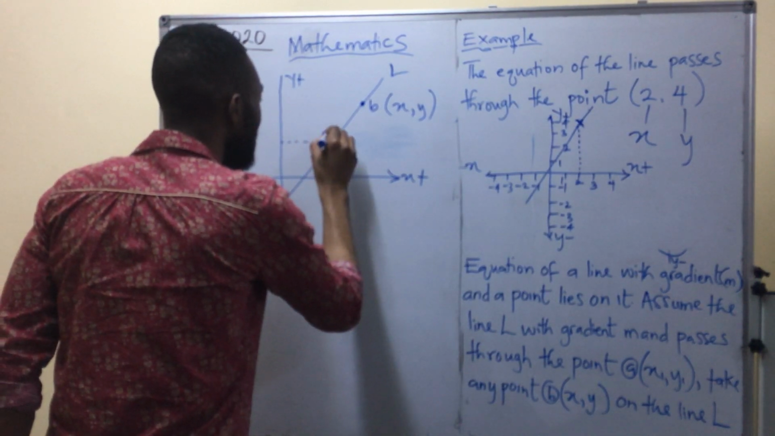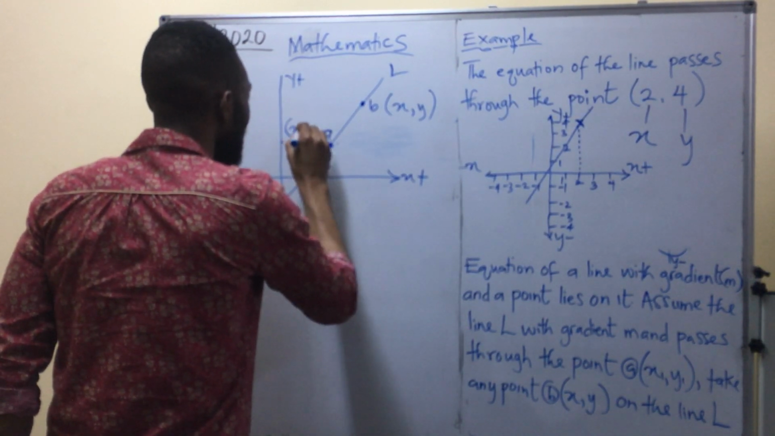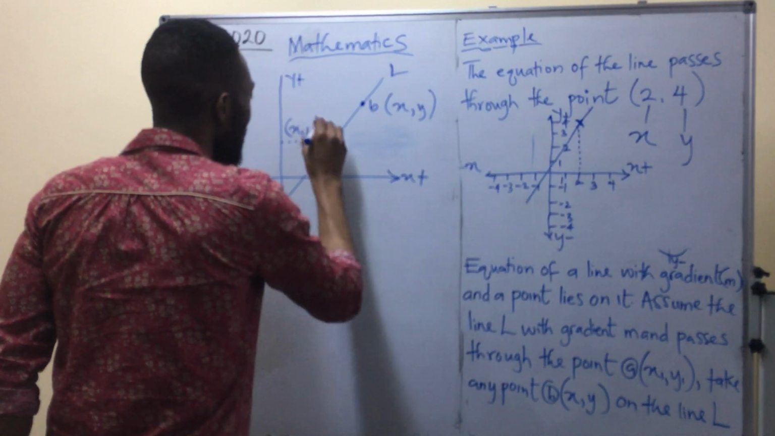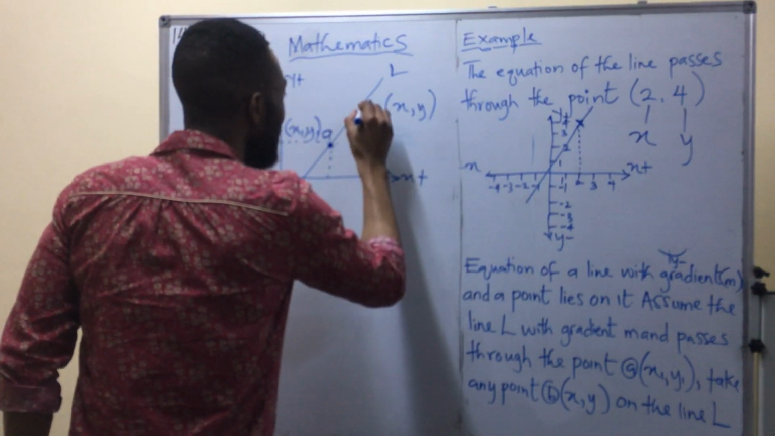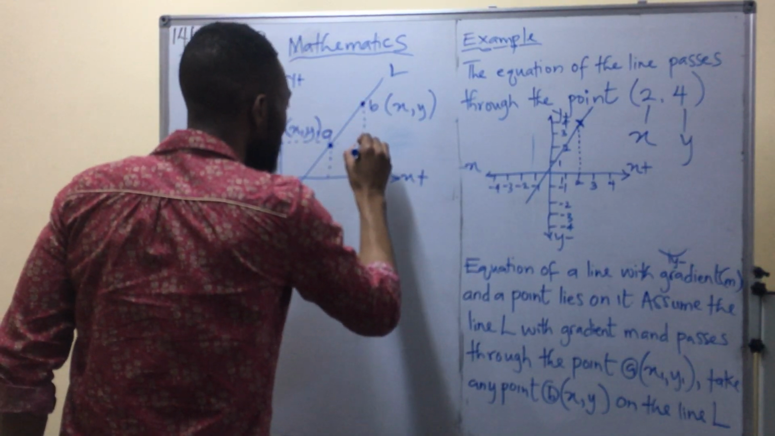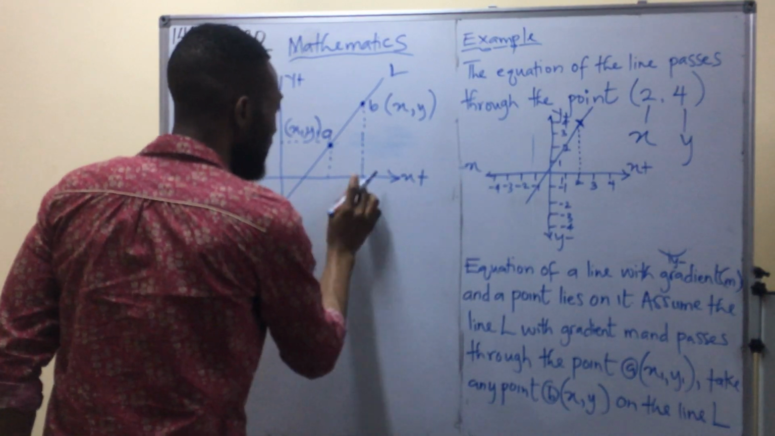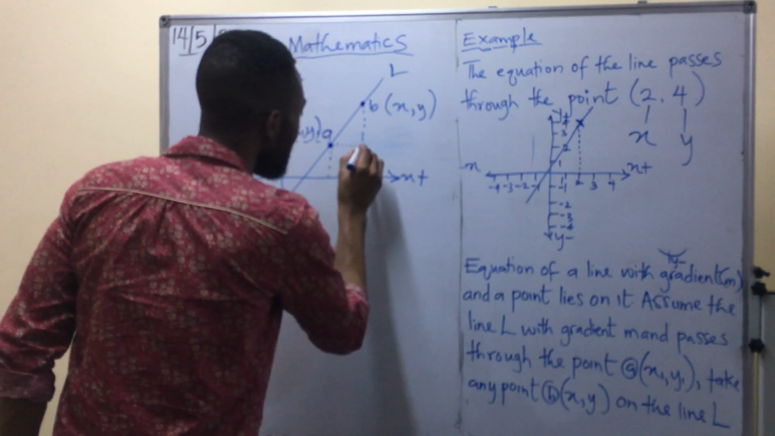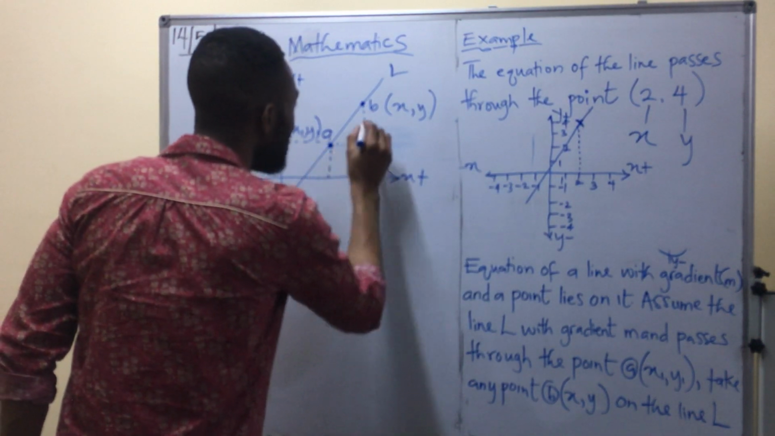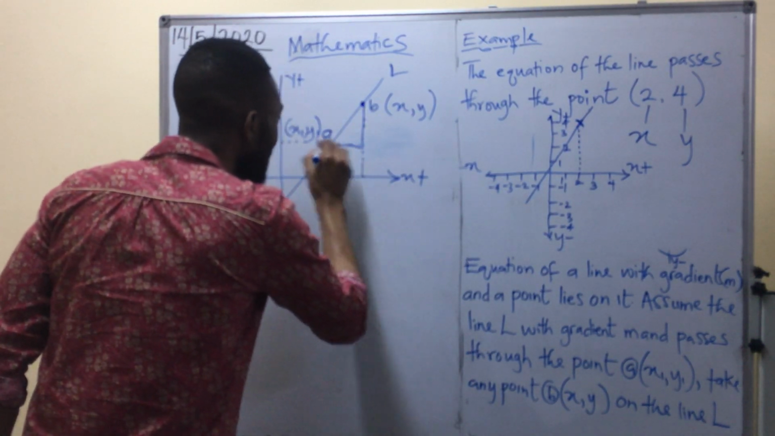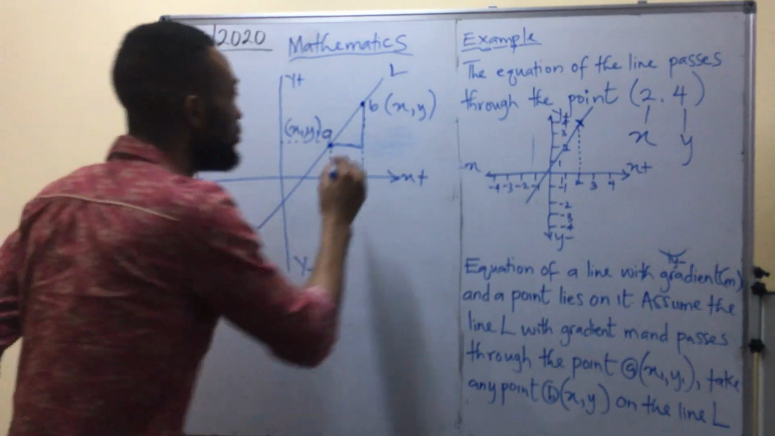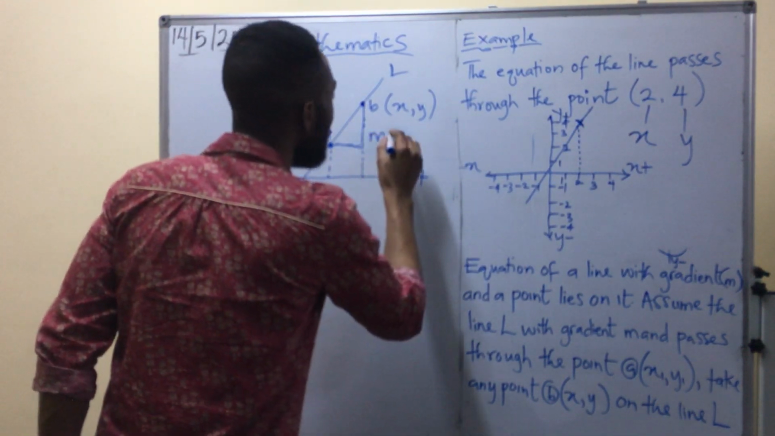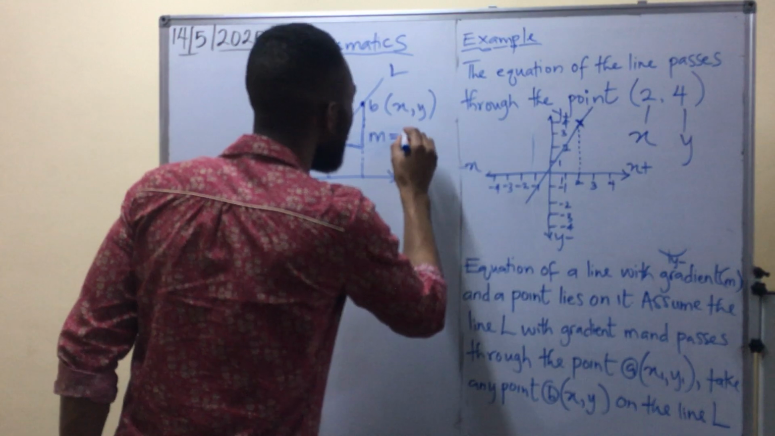This is point A. This is x1, y1. So the gradient, trace this one down to whatever value we have been given here, and we trace this value up and meet here. So we form something like this, which is called gradient or slope.